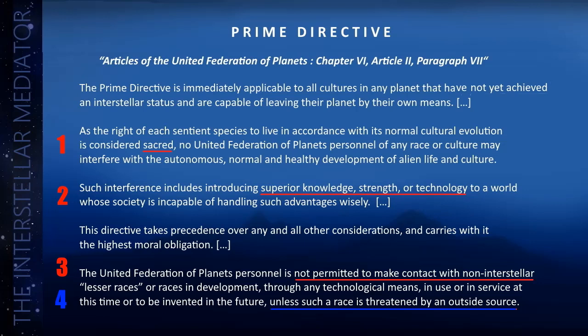We can then ask ourselves the following questions. Why do interstellar races violate the recommendations of the Prime Directive? What is going on exactly? Because, as mentioned, it could only be for one reason, an external threat. So, what is this threat? And why is it urgent, since contacts seem to be accelerating?